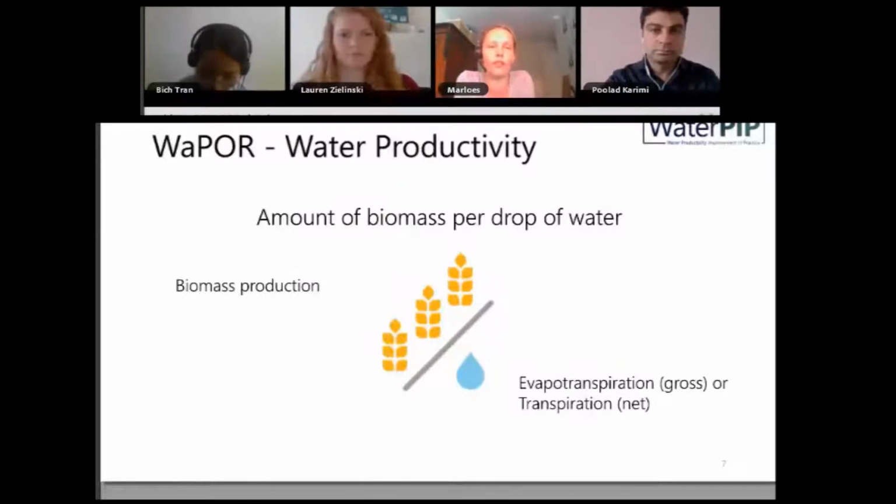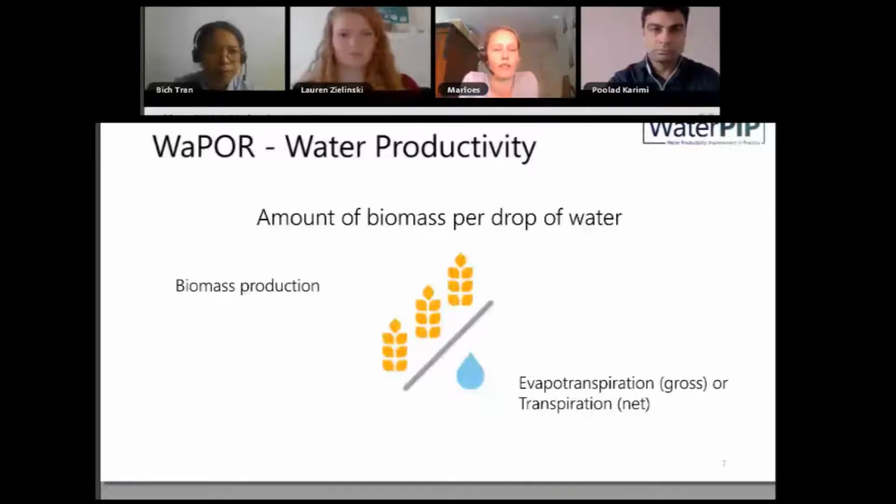In the previous webinar, Poulat talked a lot about water productivity. So just as a reminder, I'm putting up the equation for water productivity, which is the amount of biomass, yield, but it could even be economic output against how much input, and in this case, how much water is being used to produce that. And the WaPOR portal is separating it into two components or two indicators, both gross water productivity and net water productivity.